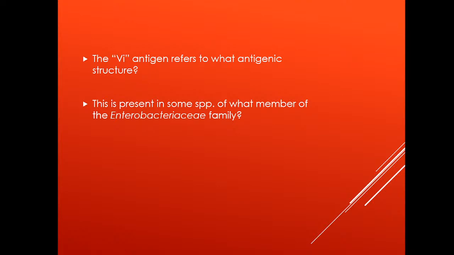Now let's move on to Vi antigen. Vi antigen is referred to as what antigenic structure? It is actually the cell wall antigen, and it's specifically important for Salmonella. So what is it? It's basically your Salmonella species. All right?